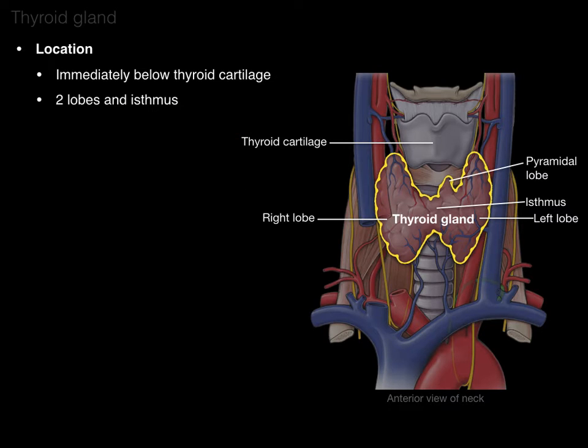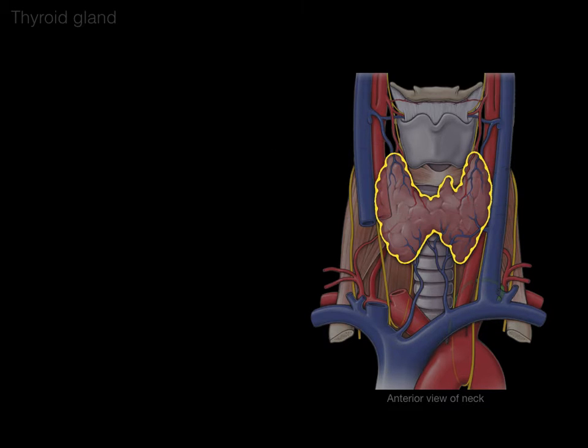And there may also be a pyramidal lobe, and it gets its name because it's a little pyramid that's most of the time on the left lobe of the thyroid gland. And the pyramidal lobe is an embryonic remnant of the thyroglossal duct, which may connect all the way up to the foramen cecum in the tongue.